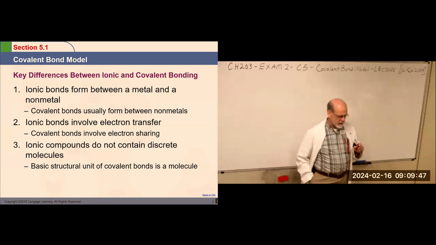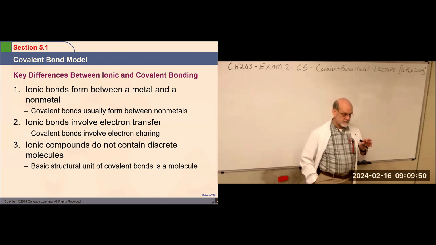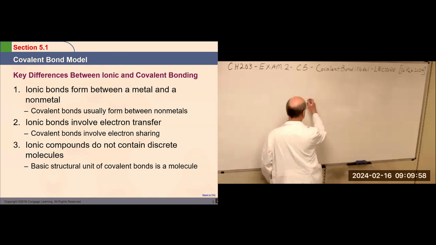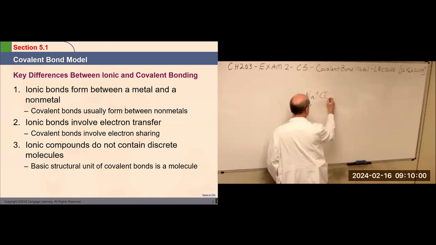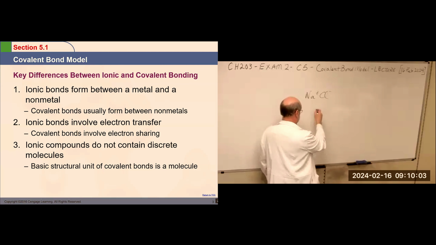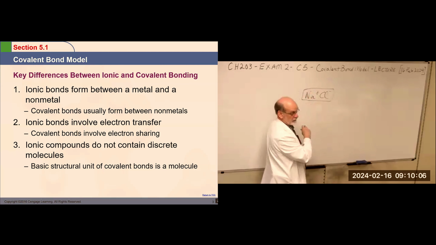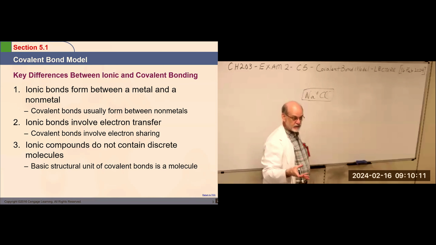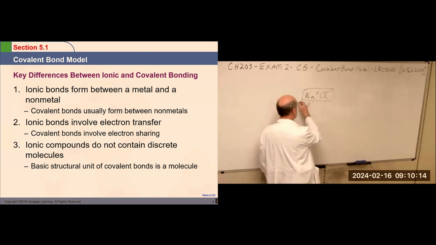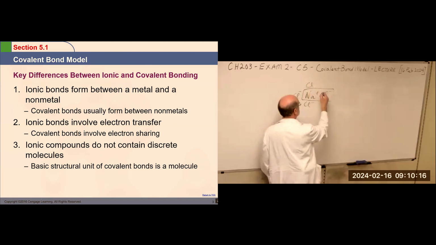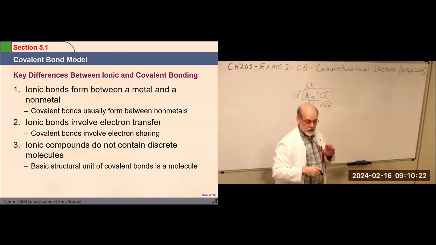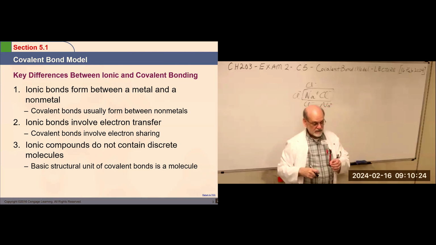Another characteristic of ionic compounds that is different from covalent is that ionic compounds do not form discrete molecules. Remember this? We have these two ions together. That's not an independent actor. It's part of an ionic matrix where you have the positives surrounded by negatives and the negatives surrounded by positives. Whereas with covalent compounds, you have discrete actors like the water molecule.